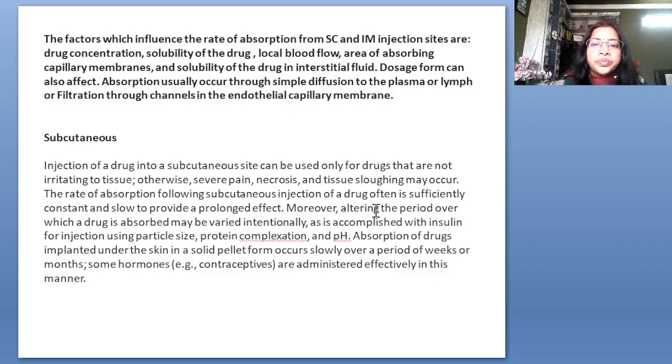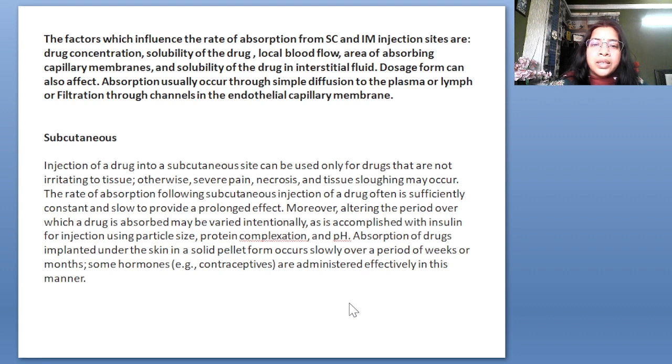Subcutaneous injection is not given when the drugs are irritating to the tissue. Otherwise, severe pain, necrosis, and tissue sloughing may occur. The rate of absorption following subcutaneous injection of a drug often is sufficiently constant and slow to provide a prolonged effect. Moreover, the period over which a drug is absorbed may be varied intentionally, as is accomplished with insulin for injection using particle size, protein complexation, and pH.